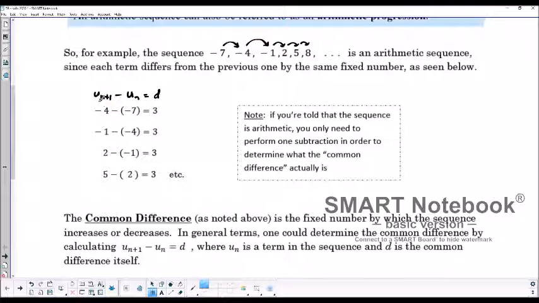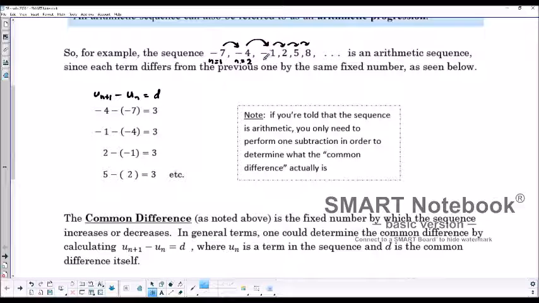So -4 is term n plus 1. If n is the first term, then n plus 1 has to be the second term. So we take the second term, subtract the first term, and that should give us the common difference between them. So we try that: -4 minus -7 gives us 3.